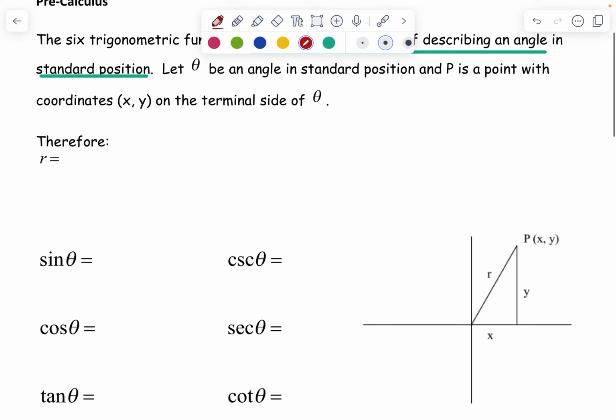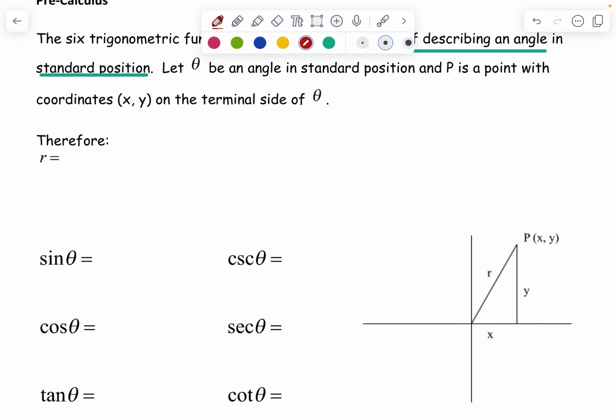I'm going to go to the image down here so you can see it. We've got theta. If we start at our origin and measure out at the angle theta, we eventually reach a point that has coordinates x and y. Let me back up a step. Where that angle starts, along the x-axis here, we call the initial side. And wherever that angle ends up opening to, we call our terminal side.